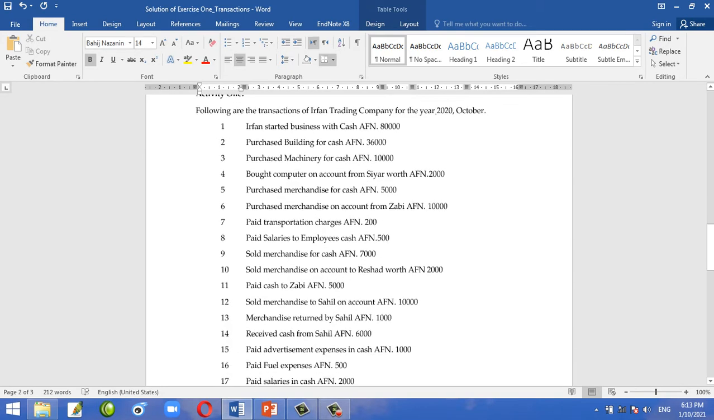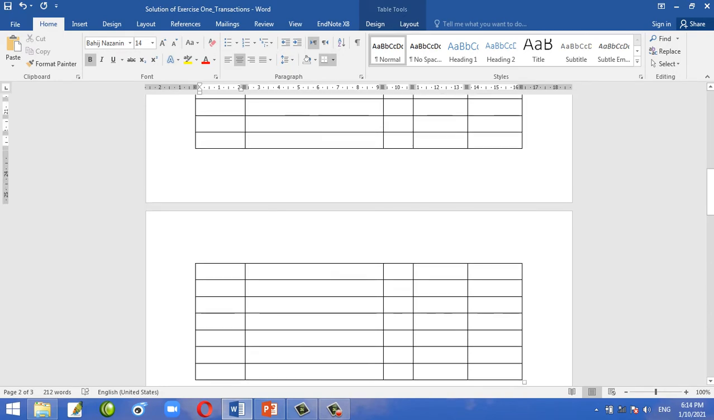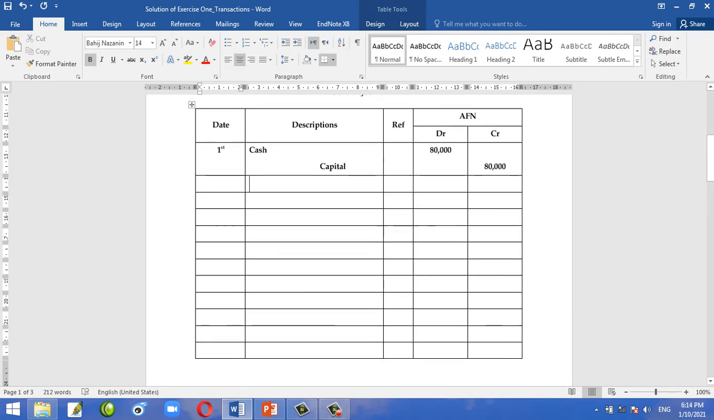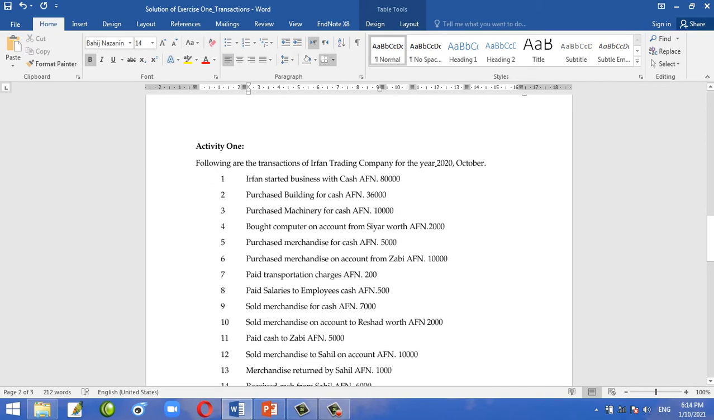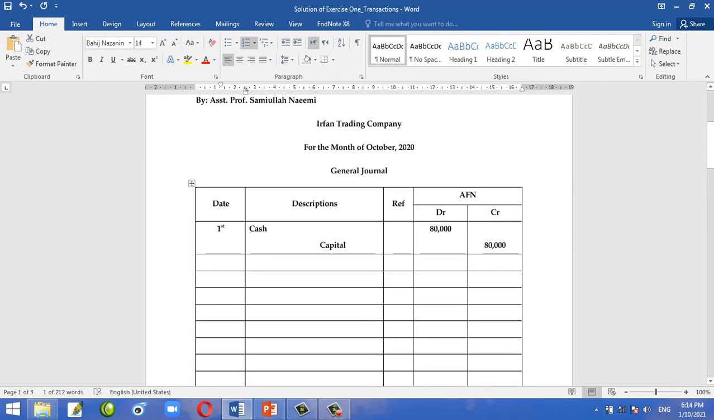Purchased building for cash, 36,000 Afghanis. Even 36,000. So now come here. We have purchased a building worth 36,000, but it was for cash. So we have paid the money.